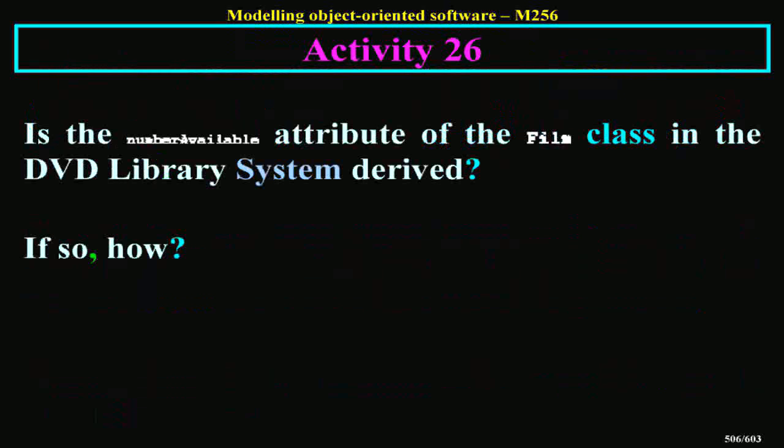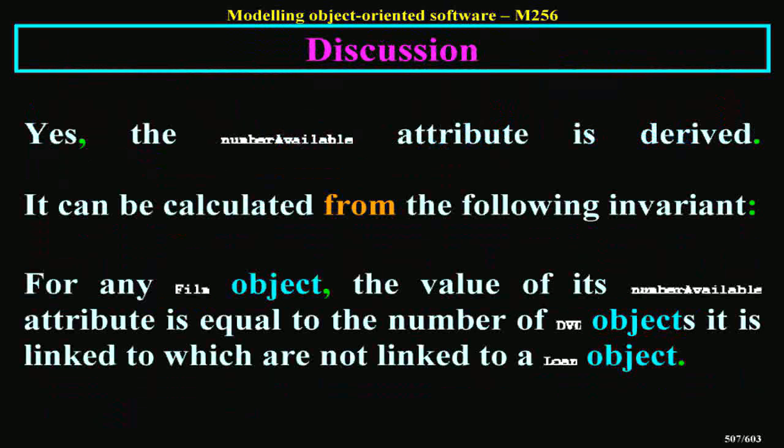Activity 26. Is the attribute of the class in the DVD library system derived? If so, how? Discussion. Yes, the attribute is derived. It can be calculated from the following invariant. For any object, the value of its attribute is equal to the number of objects it is linked to which are not linked to an object.